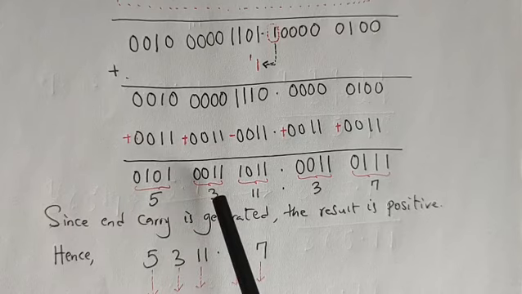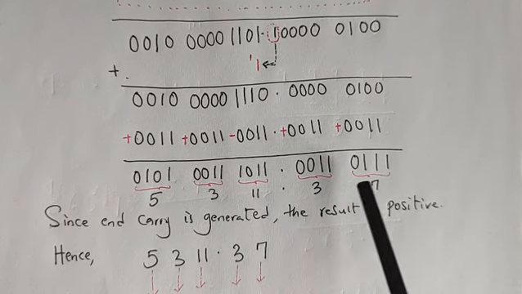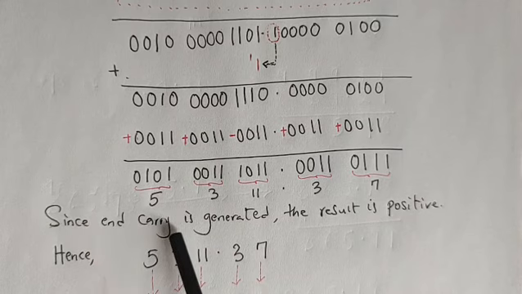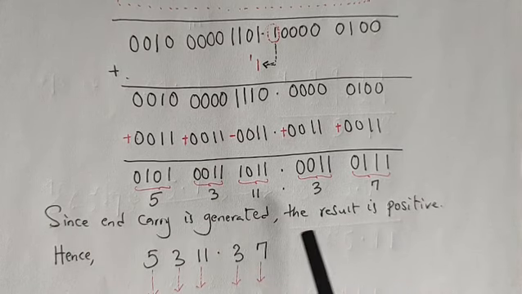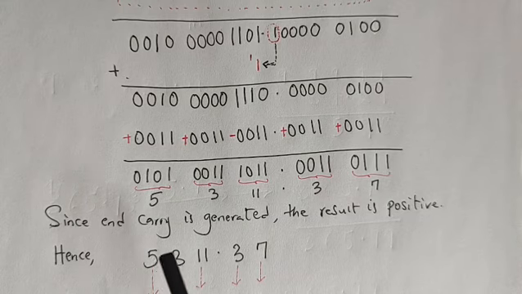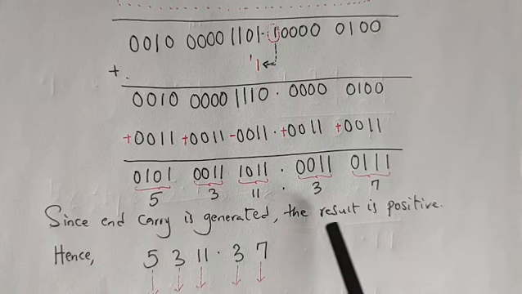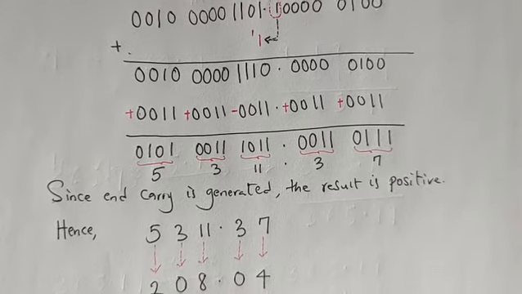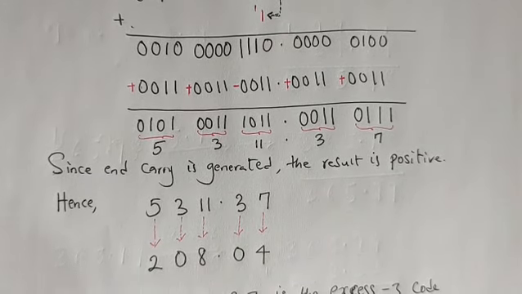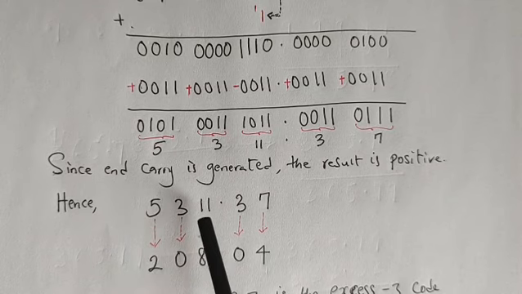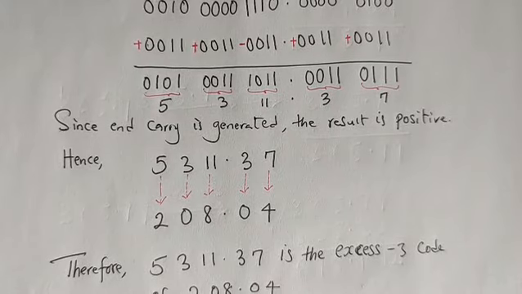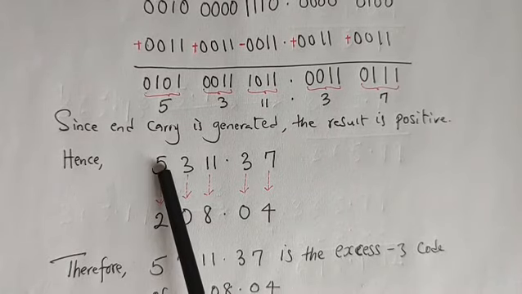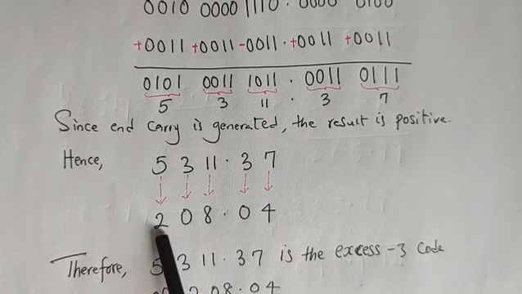So at the end of the day, we've gotten 5311.37. So since no carry is generated, the result is positive. Now if you remember, initially at first a carry was generated, that was discarded. So since a carry was generated, this result is going to be positive. Alright. So in that case, we're going to have 5311.37. Now if we subtract 3 from 5, we're going to get 2.